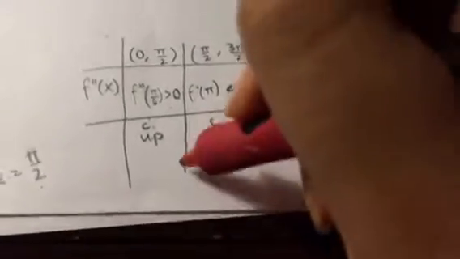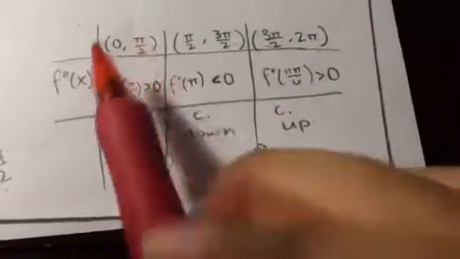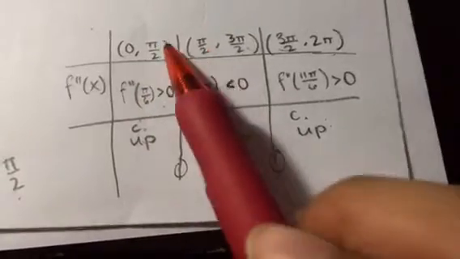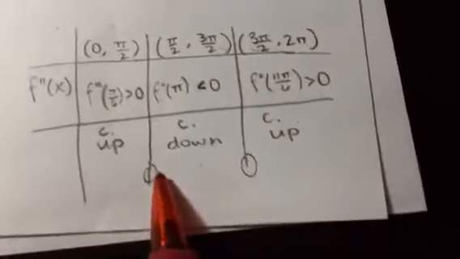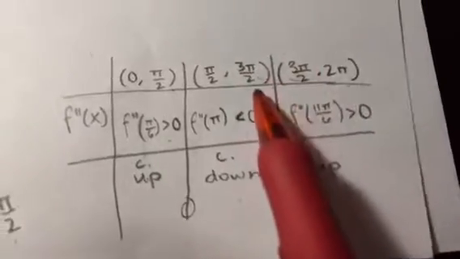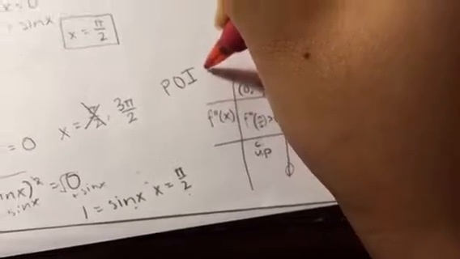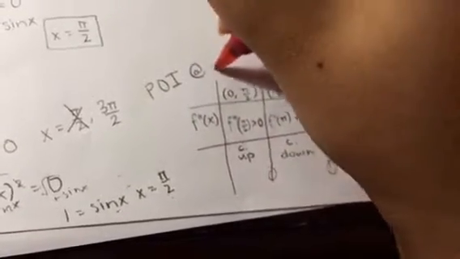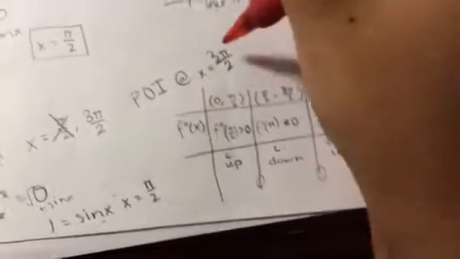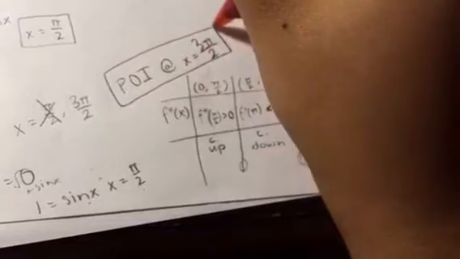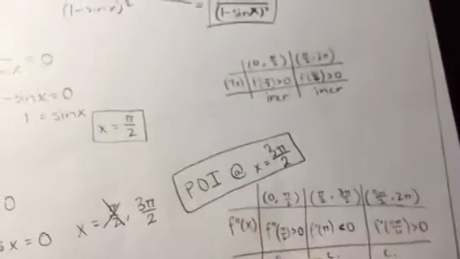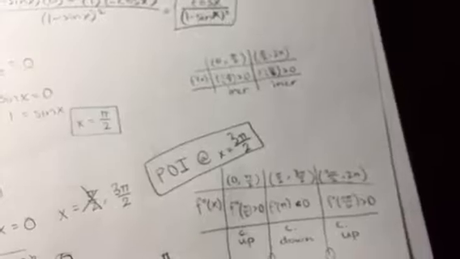So the point of inflection would either be here or here, but since pi over 2 is the vertical asymptote, that's not where the point of inflection is. It'll be at 3 pi over 2. So we know that the point of inflection, POI, is at x equals 3 pi over 2. And then from here we have all of the information that we need to do the graph.